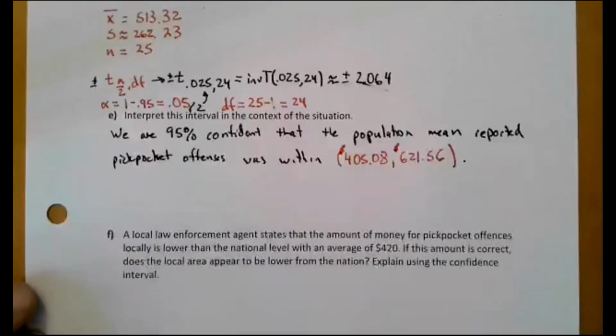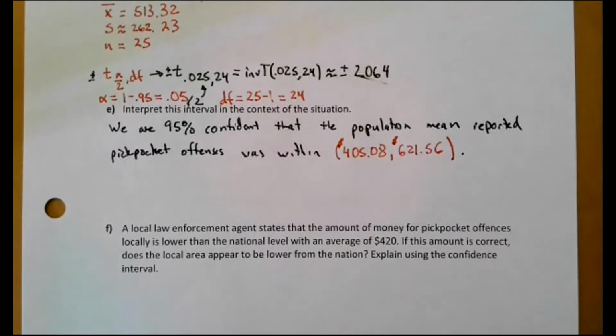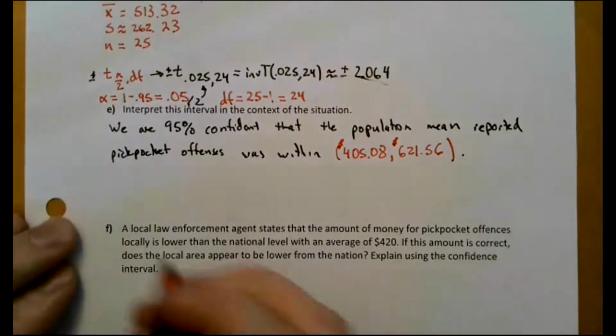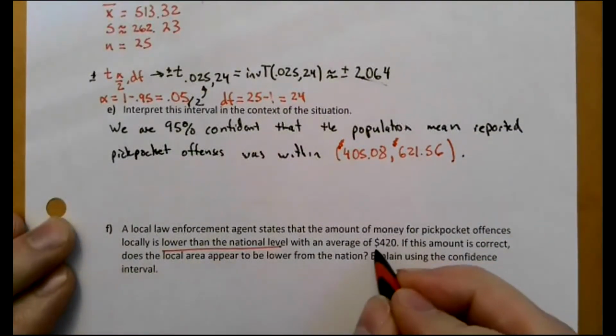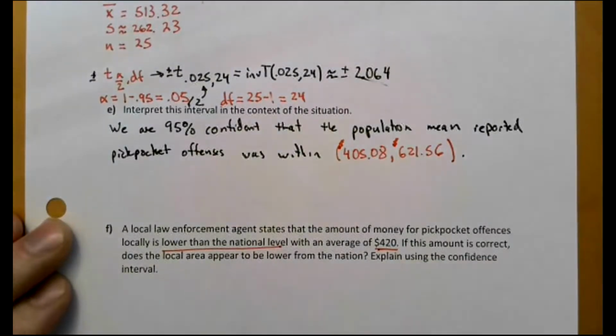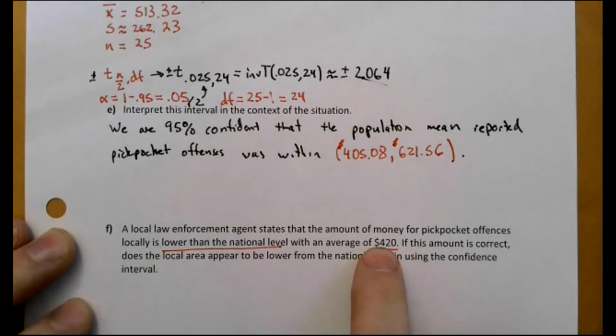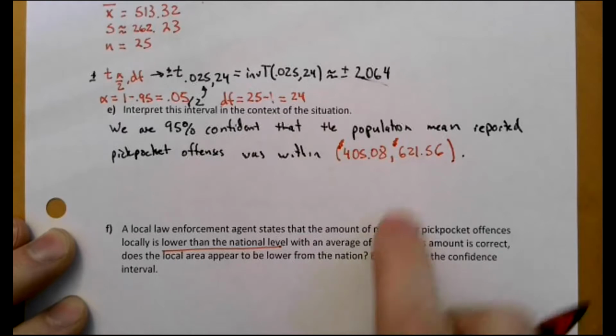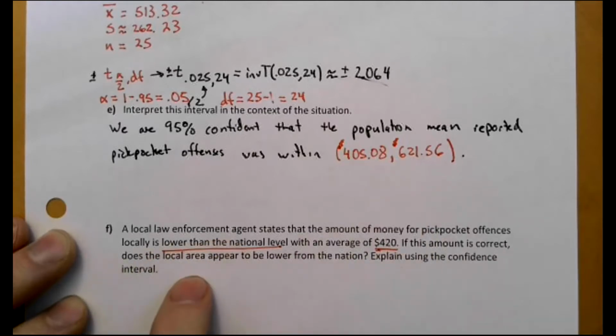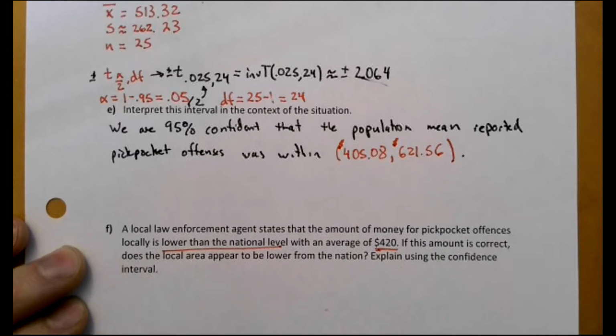Okay, so this local law enforcement agent states that the amount of money for pickpocket offenses locally, so we'll stick with Jackson. So our sheriff's department at Jackson says, hey, the average amount of money that's stolen in Jackson is lower than the national average. And then they're like, it's 420. So if this 420 is the actual average amount of money stolen in Jackson, does our confidence interval support our local law enforcement's claim? And we're explaining using the confidence interval.